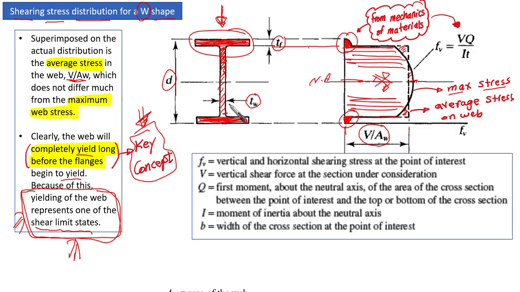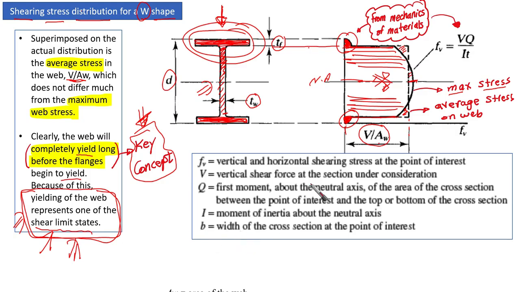Okay, now we understood why we are interested in the web, not in the flange. How the stress distribution is going to be on the whole cross-section, how we can approximate the maximum shear stress on the web using this dashed line, which is the average, and how we can understand that we need to consider shear limit state as one of the elements of design, or that shear yielding is one of the failure modes that we need to consider in the design of beams.